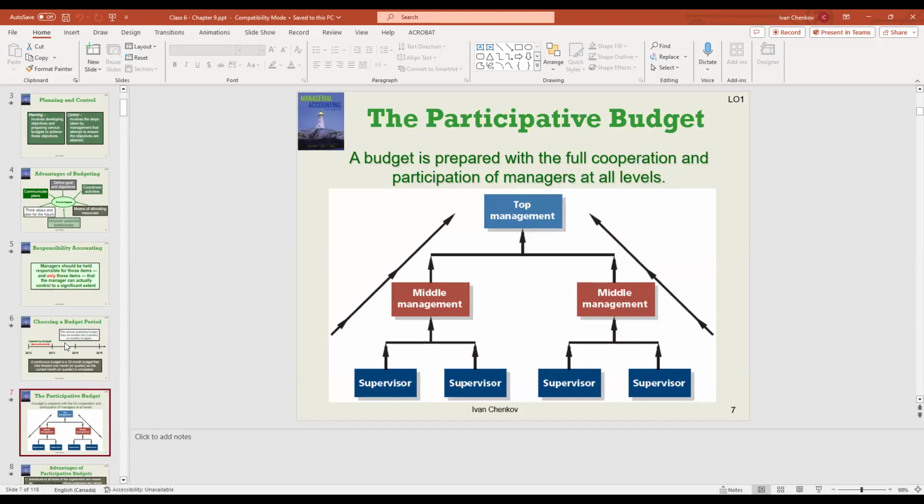How are we going to prepare the budget? Well, one way to prepare the budget is the participative way. For that reason, that budget is called a participative budget. What does participative budget mean? We're going to have all the team members in the company or in the organization be involved in the process of preparing the budget. We're going to ask the people who are actually using the resources how much they want. And that information is going to roll up until it reaches the top managers.